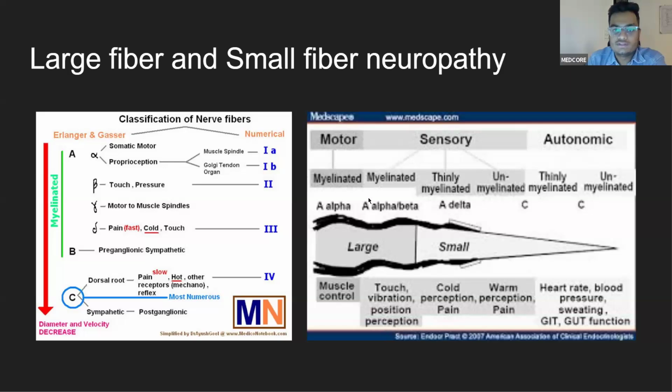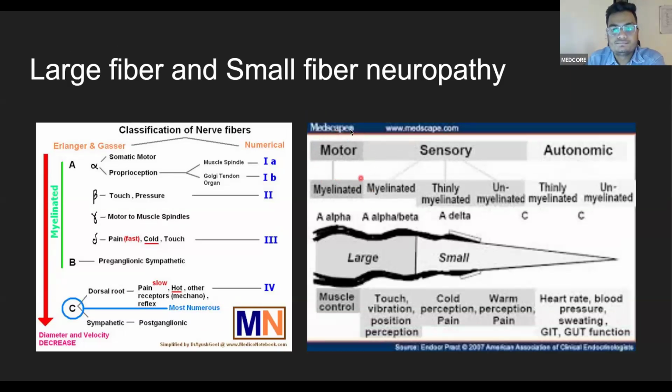Yeah, is it visible? The pointer? Quick yes or no? Yes.